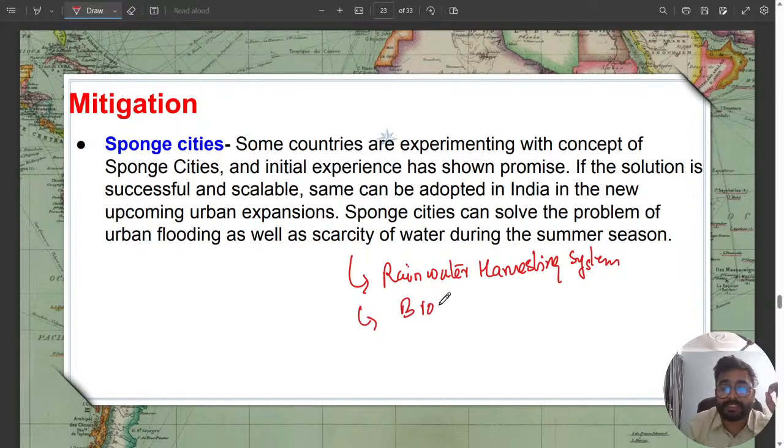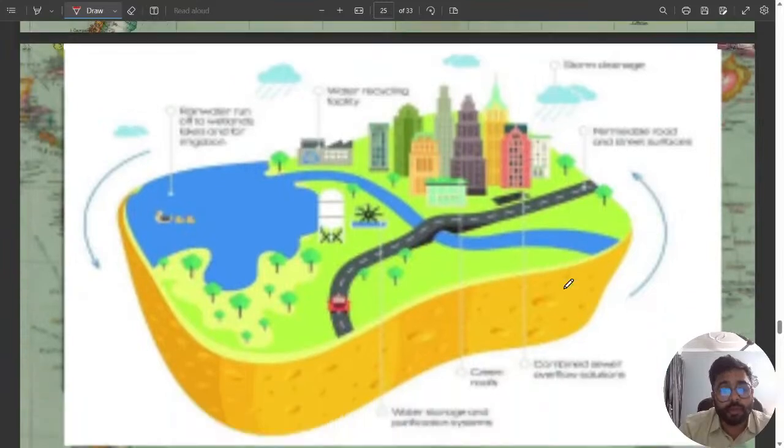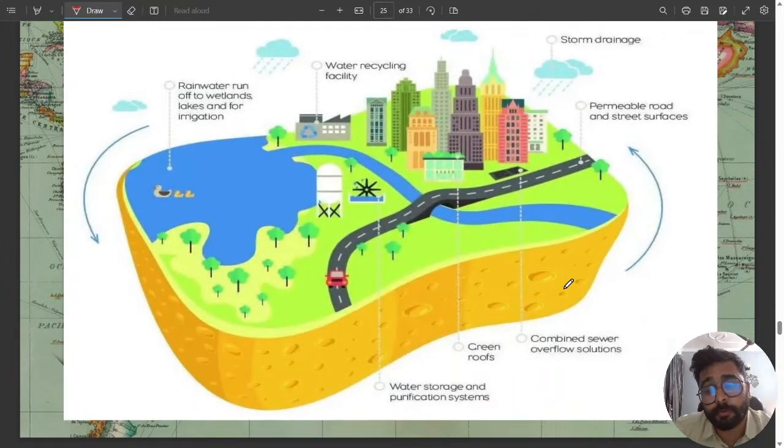Then bioswales, like I have mentioned. You can construct bioswales along the adjacent lines of your roads. These bioswales will first collect the water, and then slowly that water will percolate down into the ground. Then using construction material in such a way that it can absorb more and more water. If we can absorb more water, the groundwater can percolate down, and this will also help you to mitigate urban flooding.